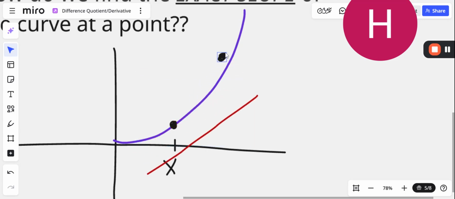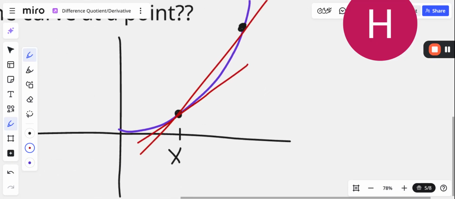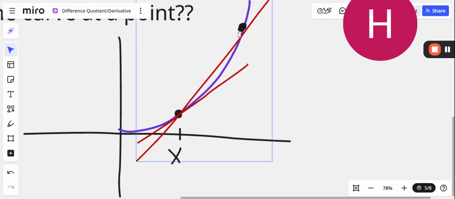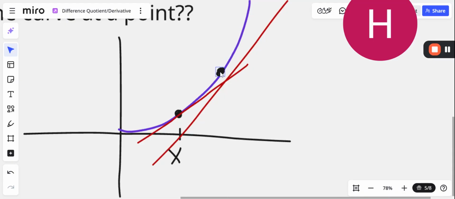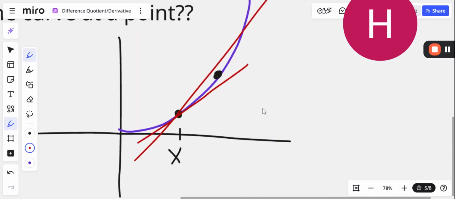Let's move the line out of the way. If I move the point over here and put the tangent line back, see how this average slope is? That's pretty far off from the actual slope there. But as I move the point closer, these average slopes start getting closer to the exact slope.